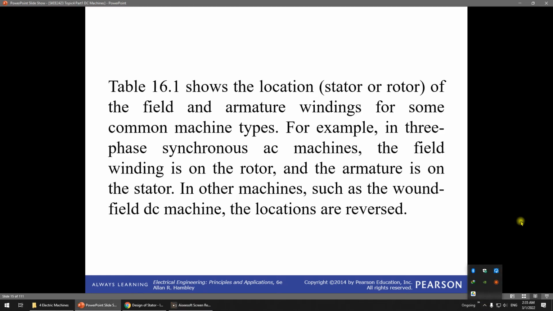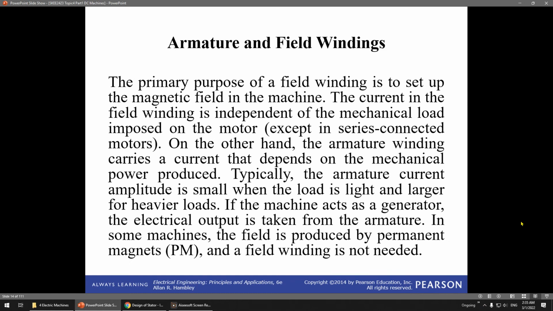We continue with the armature and field winding. The primary purpose of the field winding is to set up the magnetic field of the machine. Field winding is basically just to create a magnetic field. The current in the field winding is independent of the mechanical load imposed on the motor, except in the series connected motor. So basically the field winding is independent of the mechanical load, except for the series connected.